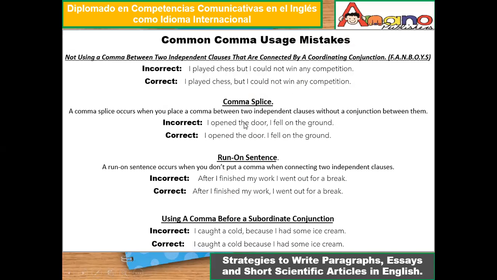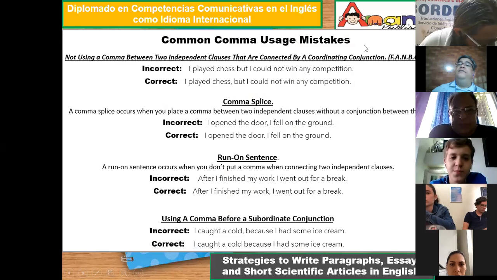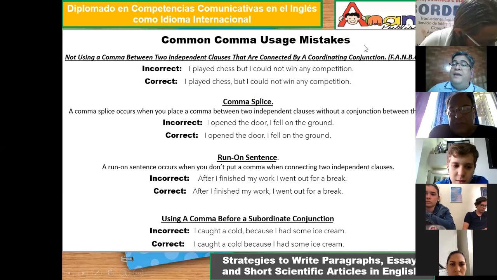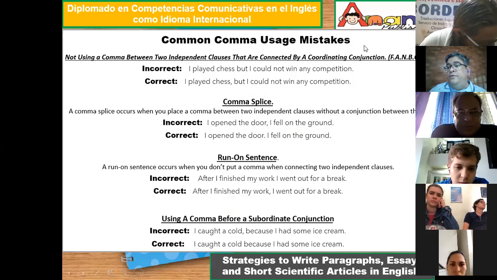So, comma splice. What is a comma splice? Well, a comma splice occurs when you place a comma between two independent clauses without a conjunction between them. You understand? For example, I opened the door, comma, I fell on the ground. According to the exercise that we have just done with the paragraph, we saw a lot of comma splices. Yes, we used commas where they were not supposed to be used, and there were places where commas were not included. And that is called a run-on sentence. You understand? A run-on sentence.